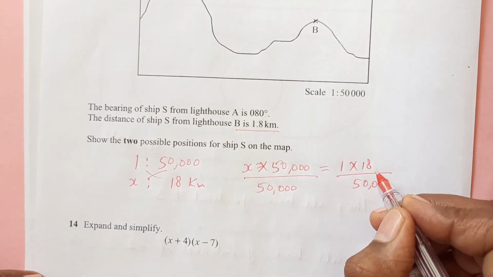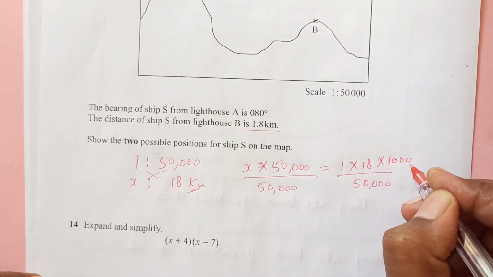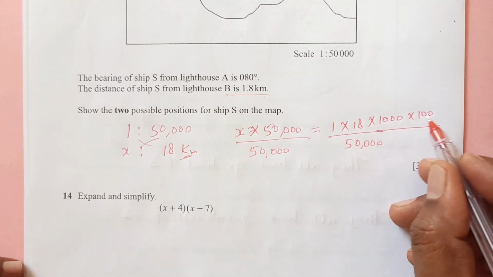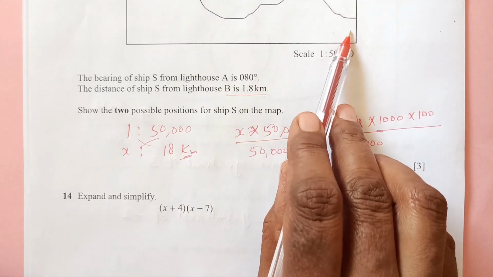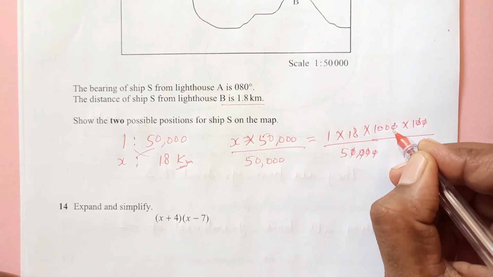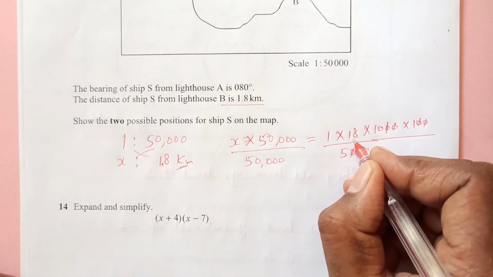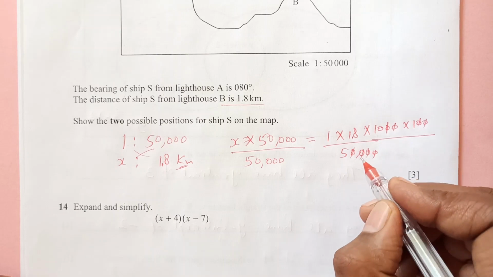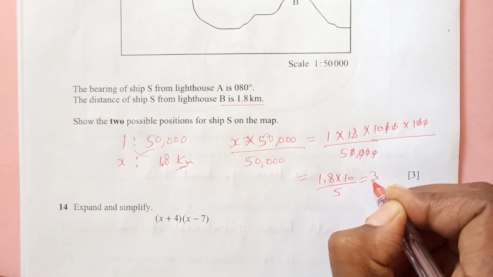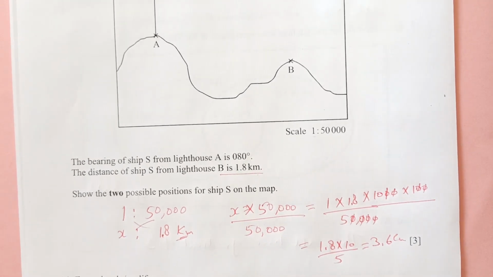So we can convert this 1.8 kilometers to centimeters, sorry. Times 1000 is meters, then times 100 is going to be in centimeters, right? It's because our scale is always in centimeters. I forgot to put decimal here, sorry, it's here, right? So now we have 1.8 times 10 divided by 5, which comes out to be 3.6 centimeters, right?